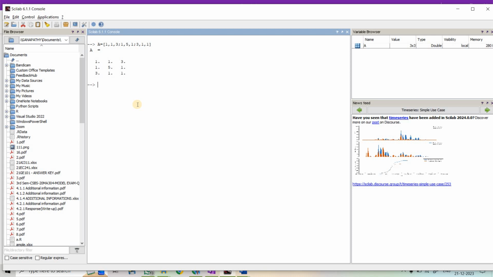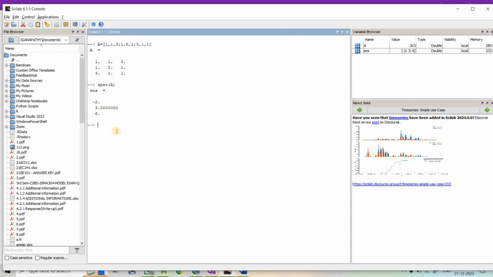Now I want to find the eigenvalue, that's why I am typing spec of A. Then you are getting the spectrum, that is nothing but the eigenvalues. 2, 3, 6 are the eigenvalues we found.